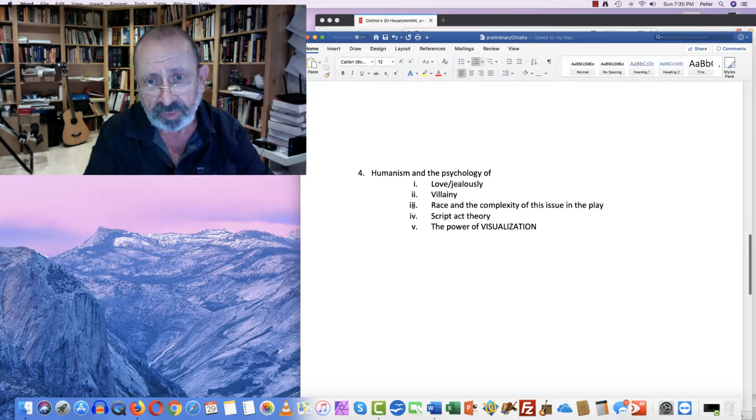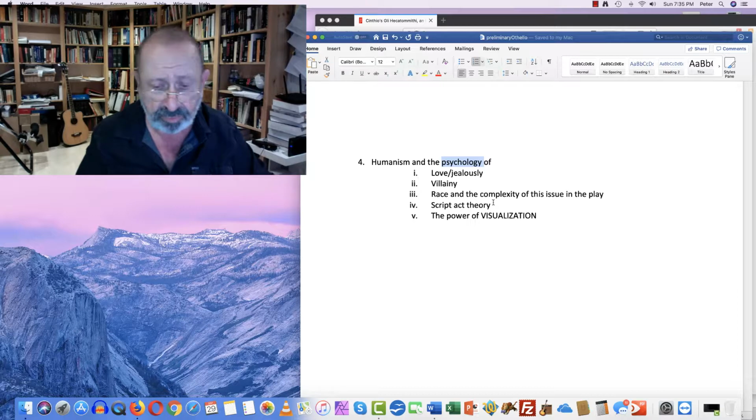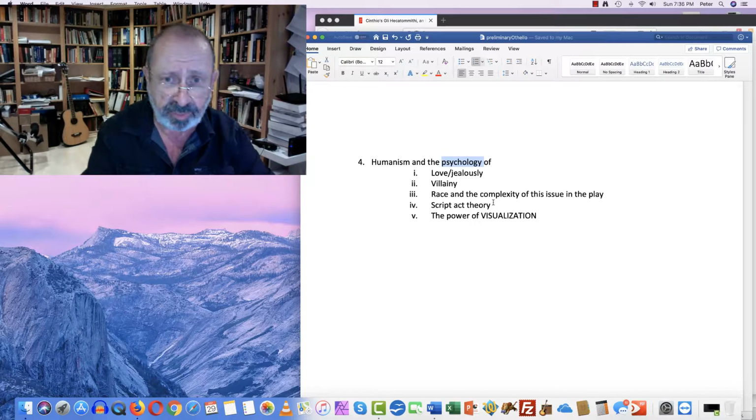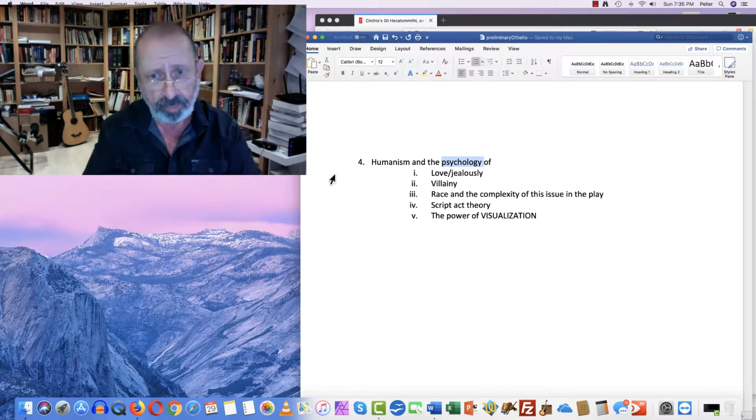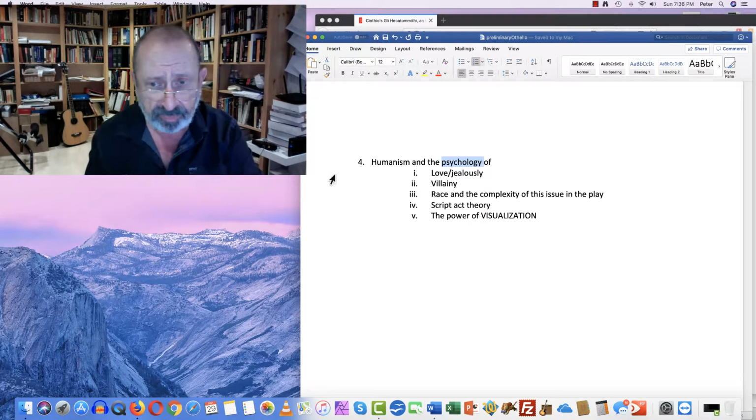To set this play up, I want to return to the topic of humanism, which really is about the discovery of everything human in a secular sense. And in particular, Shakespeare is very interested in human psychology. And I've talked about this before. Certainly, if you look at the title of so many of his plays, especially the tragedies, they're all about one single character who becomes the focus.